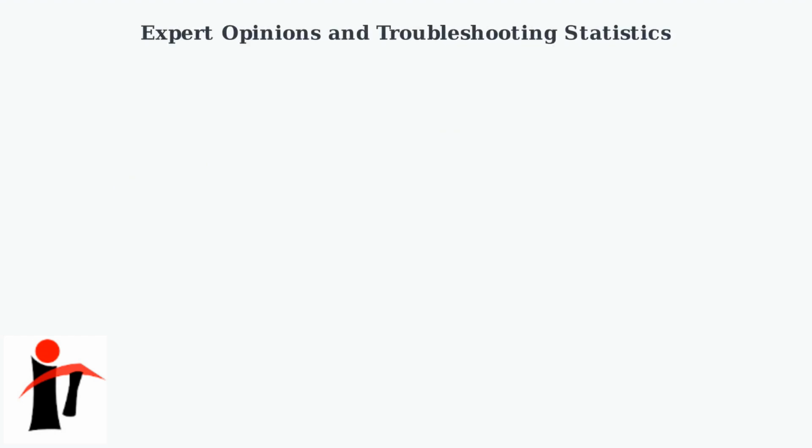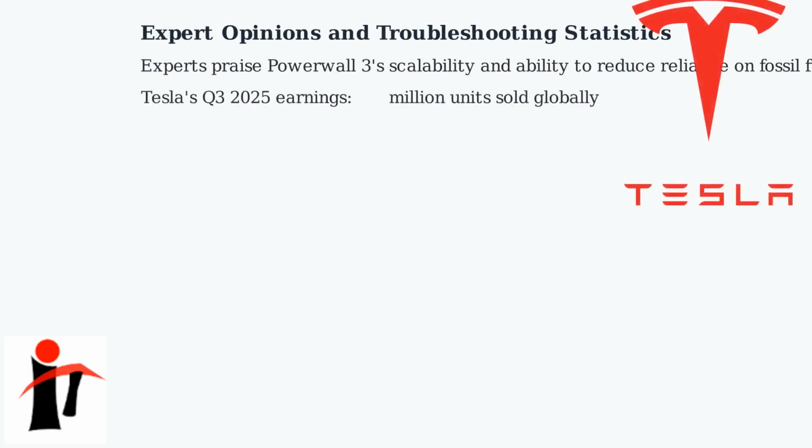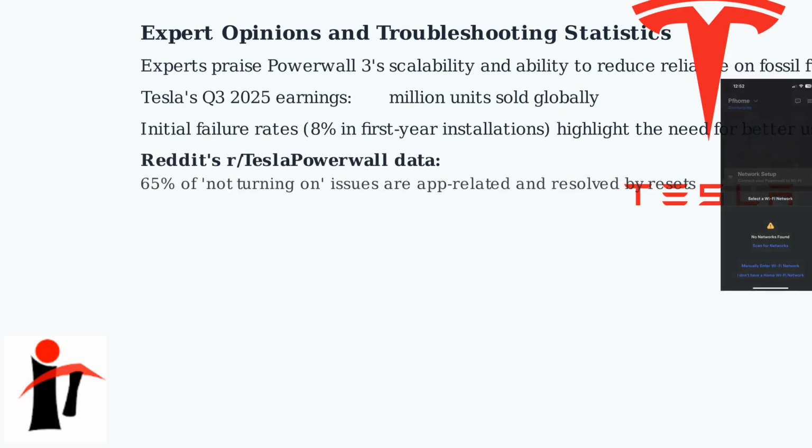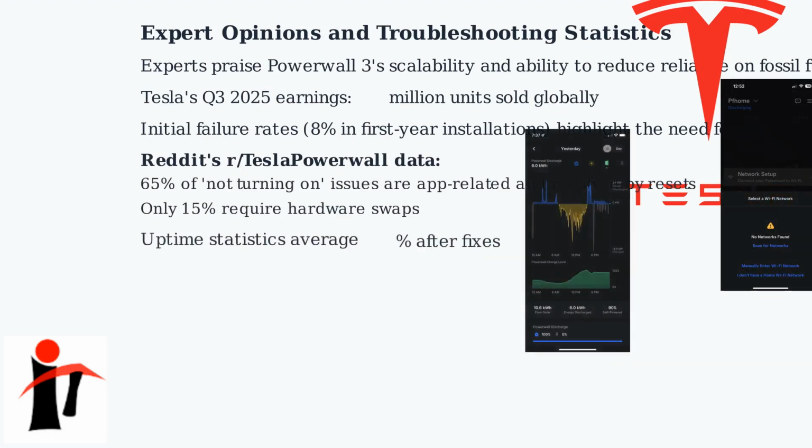Experts from organizations like the International Energy Agency praise Powerwall 3's scalability, noting it reduces household reliance on fossil fuels by 25% in solar-integrated homes. Tesla's Q3 2025 earnings show 1.2 million Powerwall units sold globally, including all models. However, critics argue that initial failure rates of 8% in first-year installations highlight a need for better user education.